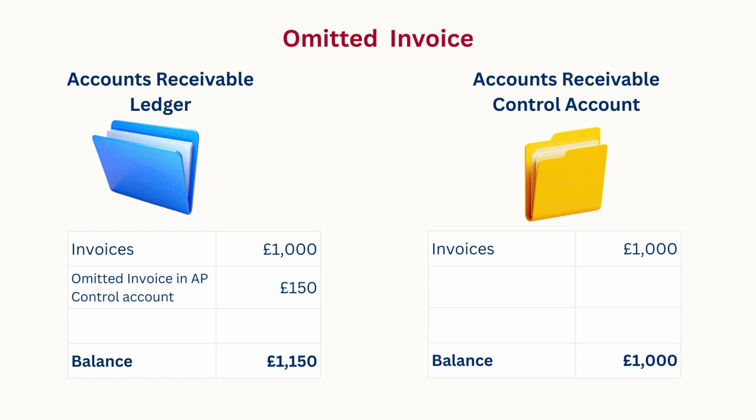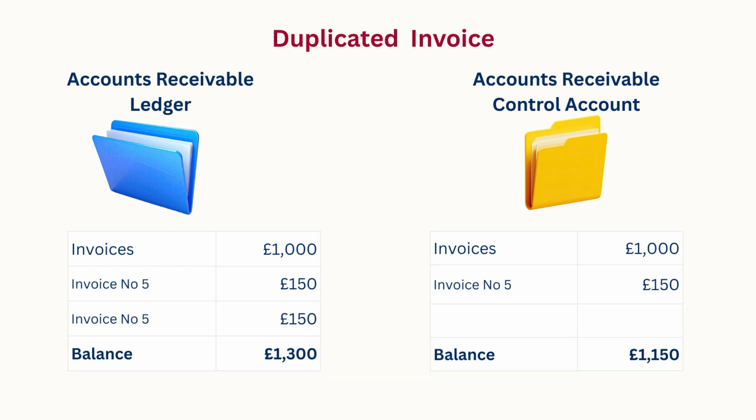Let's look at the invoice omitted error. In this example, an invoice for £150 has been recorded correctly in the individual customer's account within the Accounts Receivable Ledger, but it was not posted to the Accounts Receivable Control Account. Because the control account is missing this invoice, the ledger total is £150 higher than the control account. This creates a discrepancy between the two records. This type of error is known as an invoice omission. The transaction exists in the ledger but never made it to the control account.